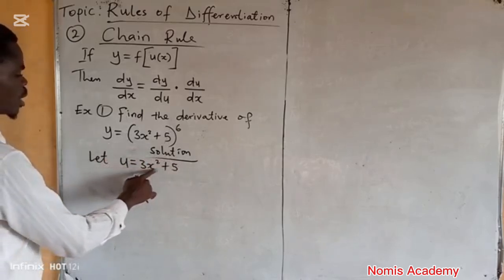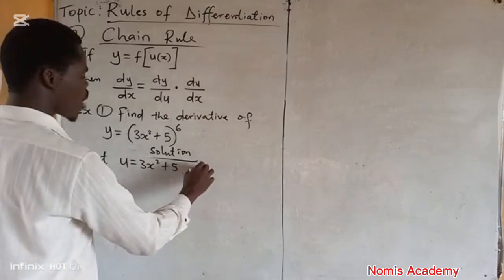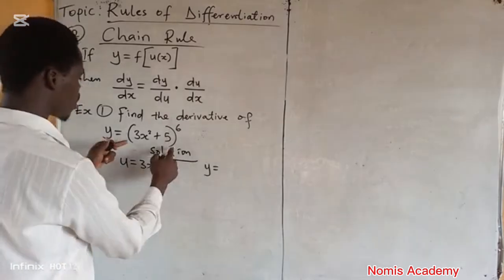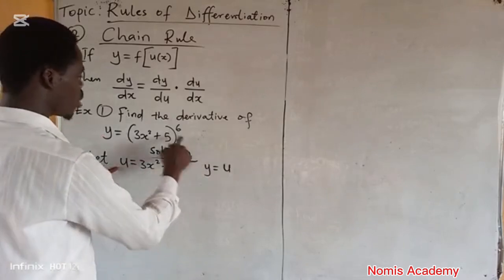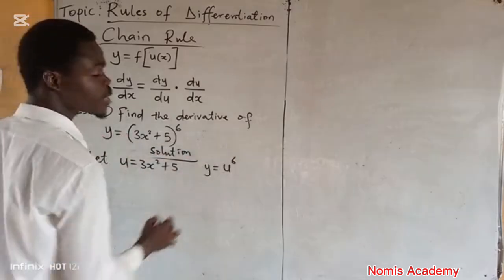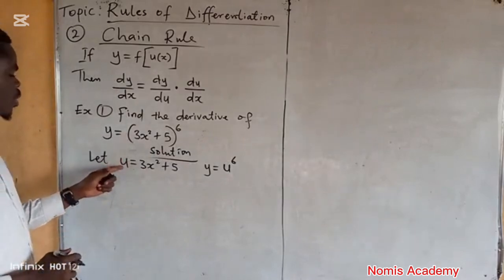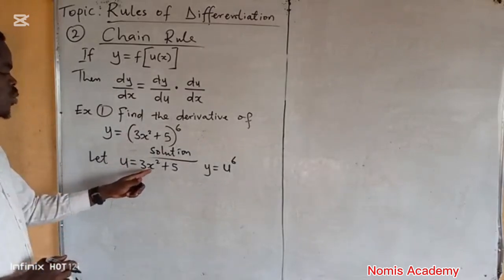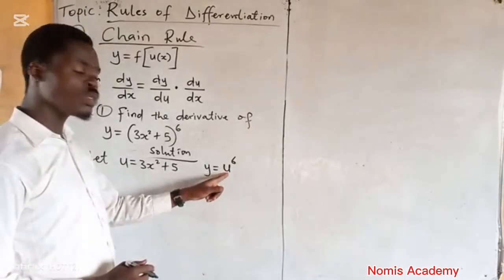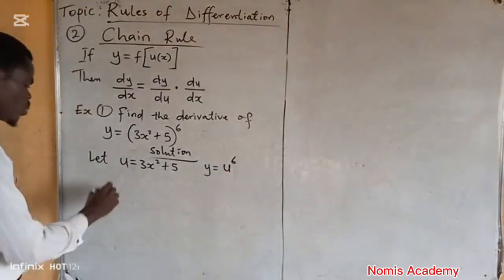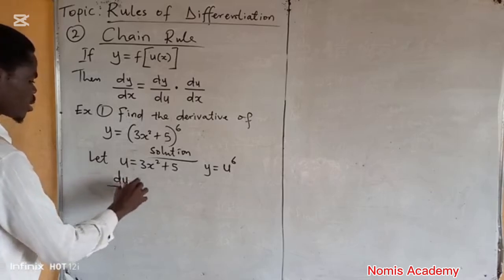When u equals 3x squared plus 5, then y becomes, the whole of this is now our u. So we write u raised to the power of 6. So since we have this, we are going to differentiate u with respect to x and then differentiate y with respect to u. To do that, we have du over dx.